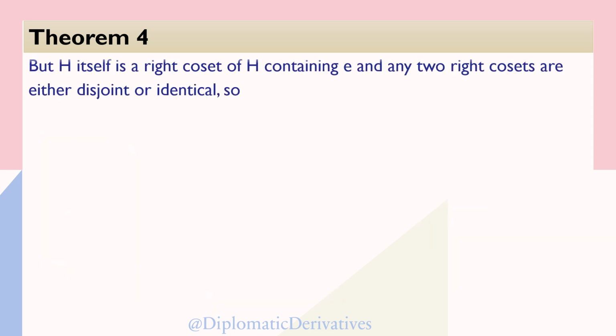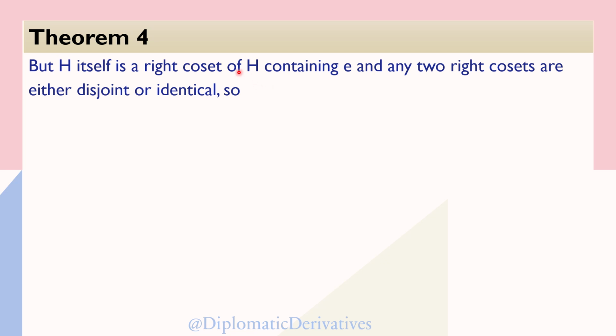Now, H itself is a right coset of H containing the identity, and any two right cosets are either disjoint or identical. According to the definition of cosets, two right cosets or two left cosets are either disjoint, meaning there is no single common element, or they are identical, totally equal to each other, right? This is the basic definition of cosets. So since we just got that the identity belongs to HX HX inverse, and the identity is also an element of capital H, the main subgroup.